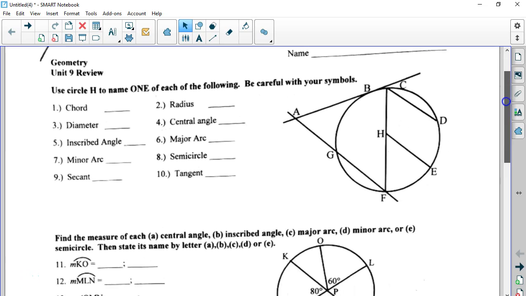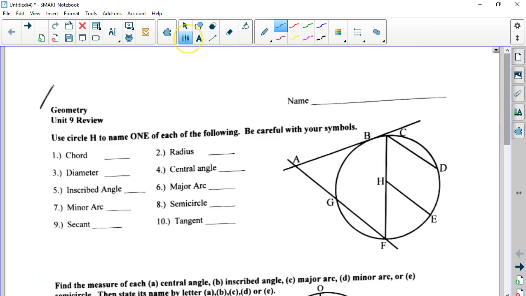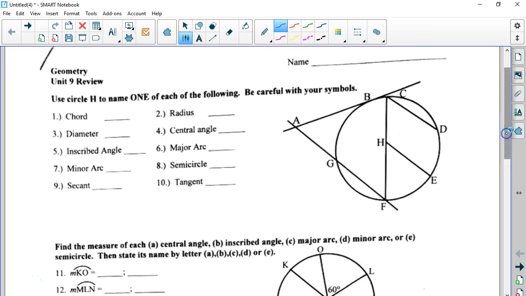So for this one, I'm going to be doing a lot of erasing and drawing and erasing, so bear with me. So first off, as I told you in class, let's put the C up here to make it more obvious, that is that point right there at the top. Okay, so a chord. There are a lot of choices for chords. A chord goes from one point on a circle to another, so that is a chord.